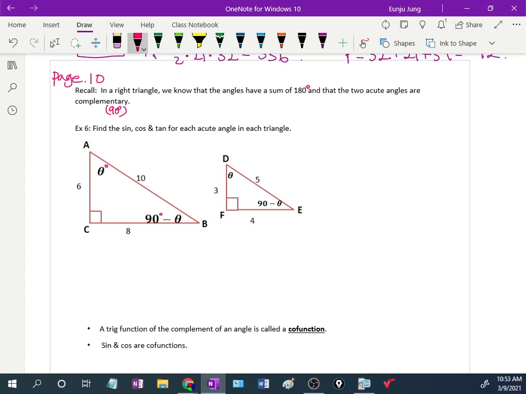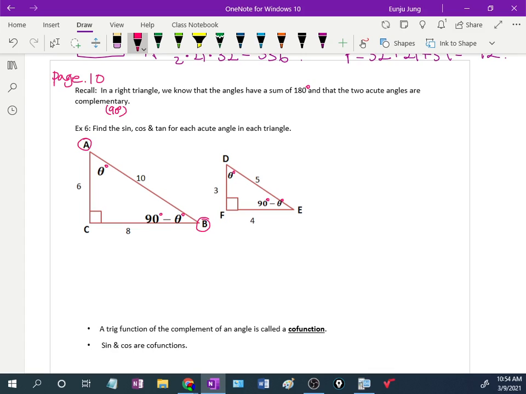So let's see. Example 6. Notations. Degree symbols are missed here, so you can put degree notations for 90 degrees and 180 degrees, and this is the Greek letter theta. You can write theta like this, or a little bit slanted, with a horizontal line like that. Greek letter theta stands for angle in math class. So find the sine, cosine, and tangent ratios for each acute angle. What acute angles do you see in triangle ABC? A is acute and B is acute, right?